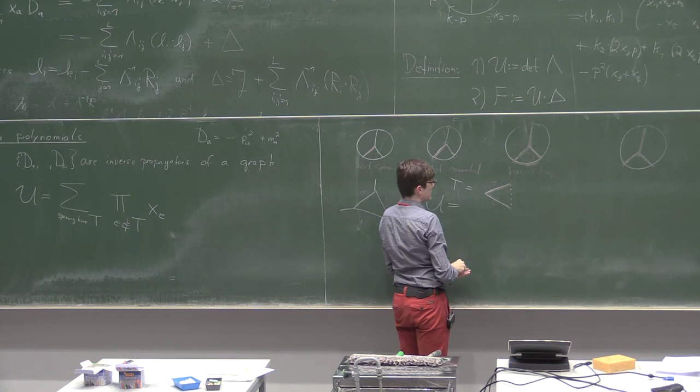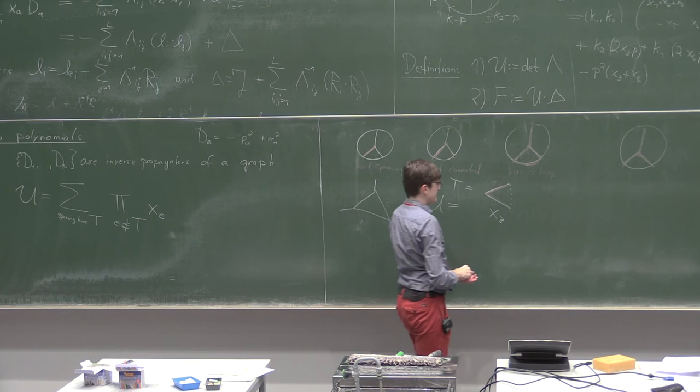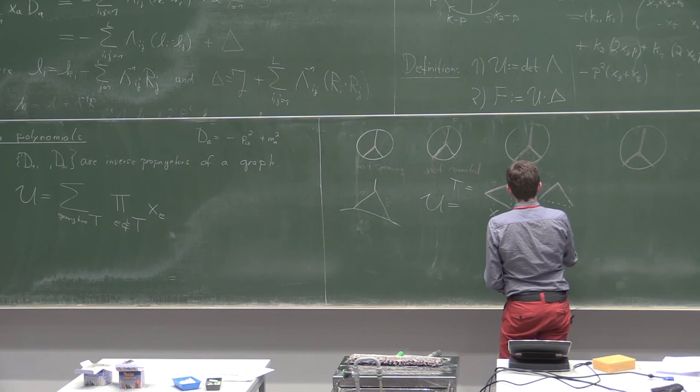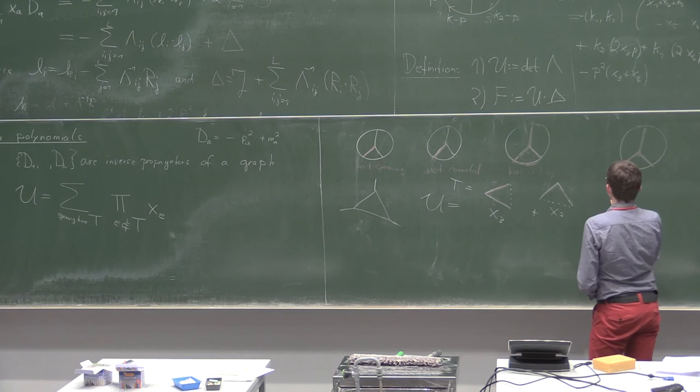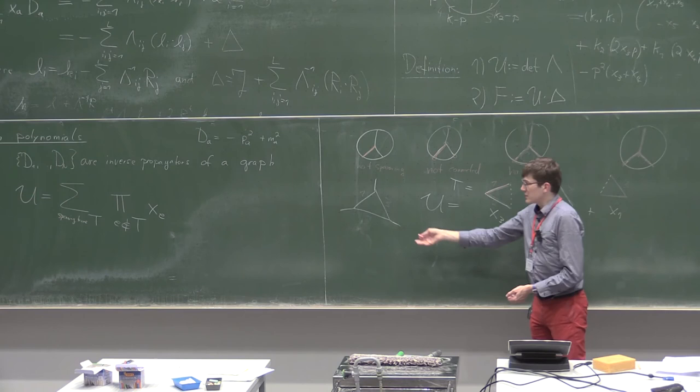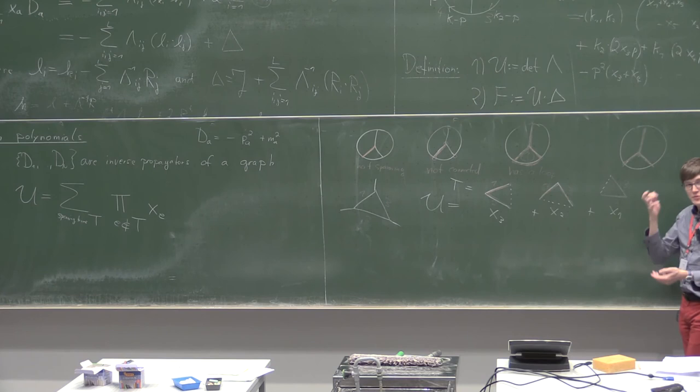So this spanning tree, T, gives you the contribution of x3 to U. And you can take also the spanning tree which has the edges 1 and 3 and misses out 2. This gives you x2. And you can take 2 and 3 and forget 1. This is x1. So in this very simple case of a one loop graph, you see you get a tree for every edge you delete, so the U is just the sum of all the parameters. But already in the two loop cases, it gets more interesting.